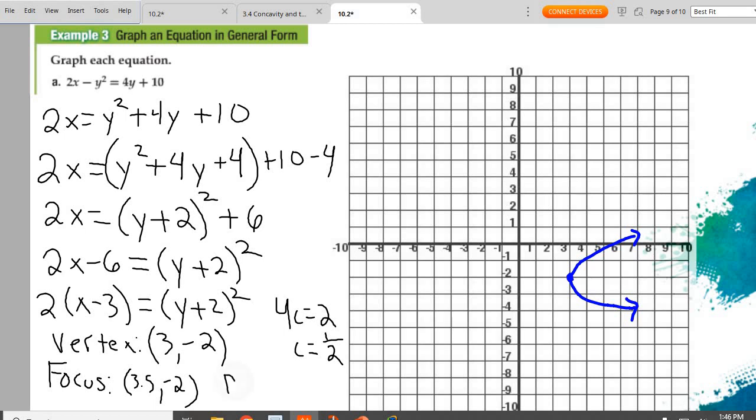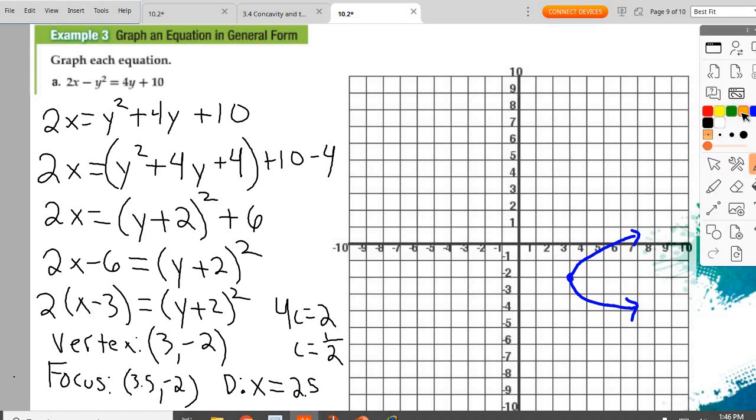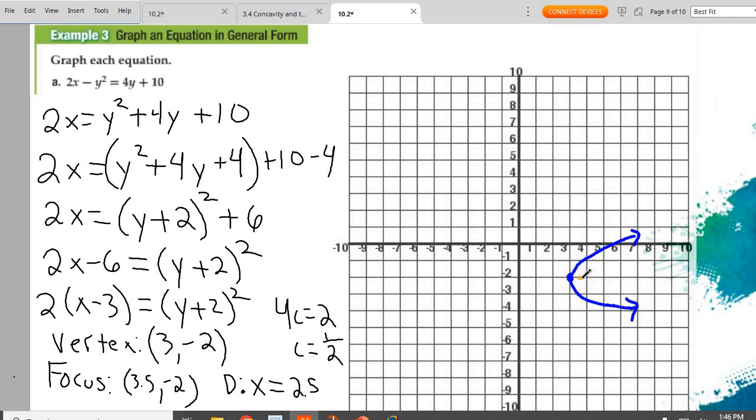And then if it asked us for a directrix, what would that be? x equals h minus c. Which would be 3 minus 1/2, which would be 2.5. Agreed? We're all okay with that? So again, if we wanted to graph those, we could. We're at 3.5 here, and 2.5 there. There you go.